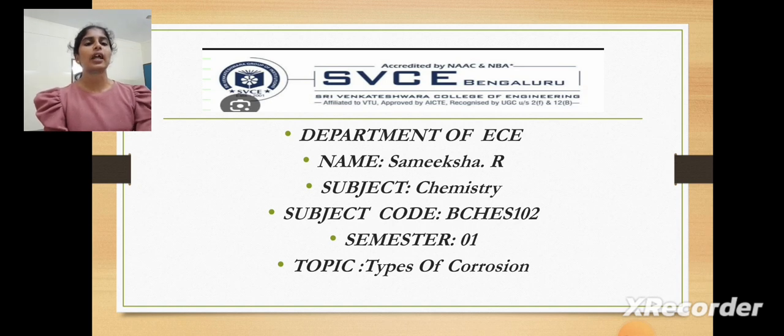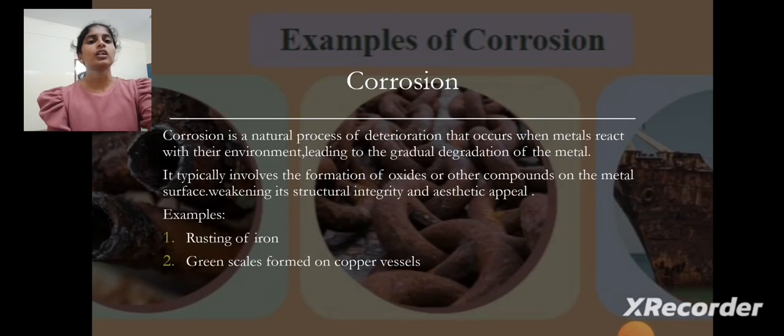Today I will explain corrosion and the types of corrosion. So first, what do you mean by corrosion? Corrosion is a natural process of deterioration or loss of metals or alloys through the surrounding environment or electrochemical reactions. It typically involves the formation of oxides or other compounds on the metal surface, weakening its structural integrity and aesthetic appeal. Examples of corrosion are the rusting of iron and the green scales formed on copper vessels.